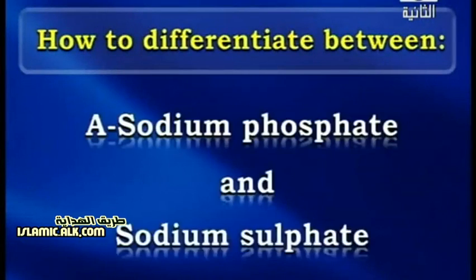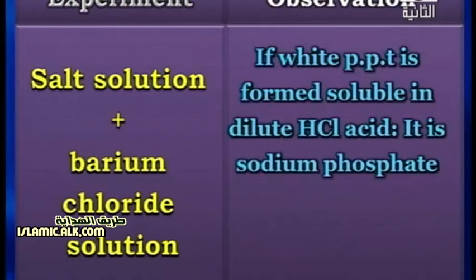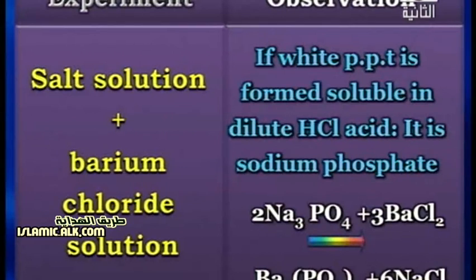Another differentiation, my dear student, is between sodium phosphate and sodium sulfate. If the salt solution plus barium chloride solution gives a white precipitate that is soluble in dilute hydrochloric acid, it is sodium phosphate. As the equation proceeds on the screen, sodium phosphate plus barium chloride gives barium phosphate and sodium chloride. Here the barium phosphate is a white precipitate that is soluble in dilute hydrochloric acid.